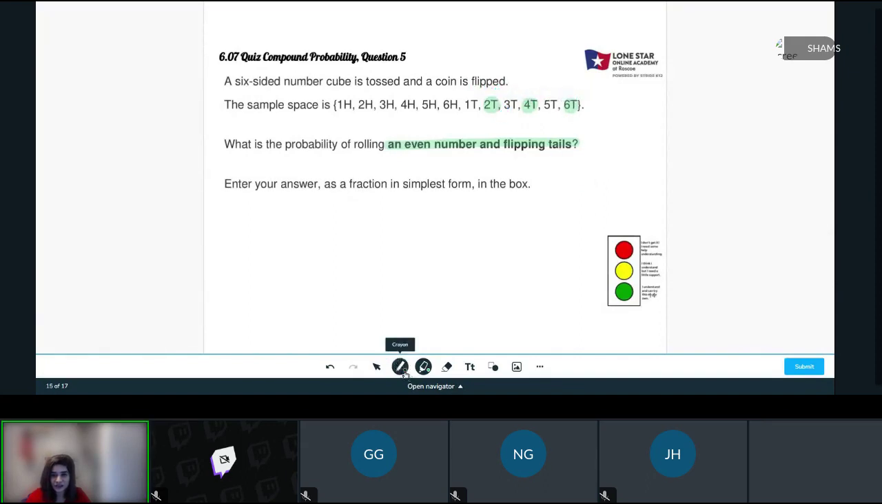So there are 3 such outcomes out of a total of 12 outcomes. Are there any questions? There are 12 outcomes, and 3 are the favorable outcomes that you want: even number and flipping tails. We will see further the word and in probability has to do with multiplying. But in this question, you could just see and answer it without multiplying or doing anything, right? 3/12, yeah. And simplify it by 3. It is going to be 1/4.